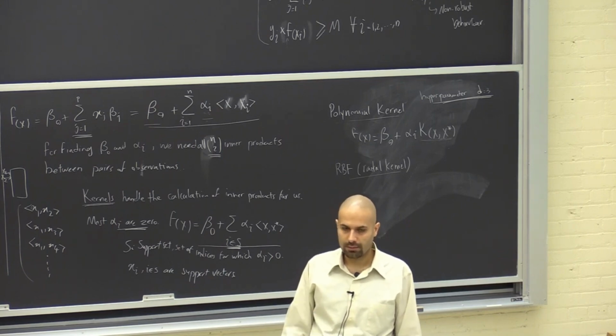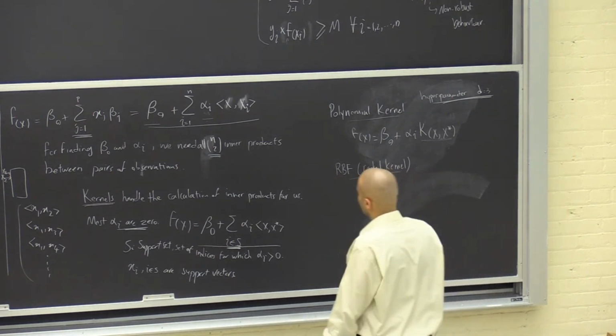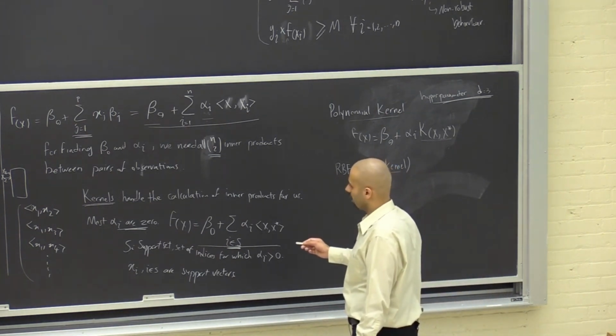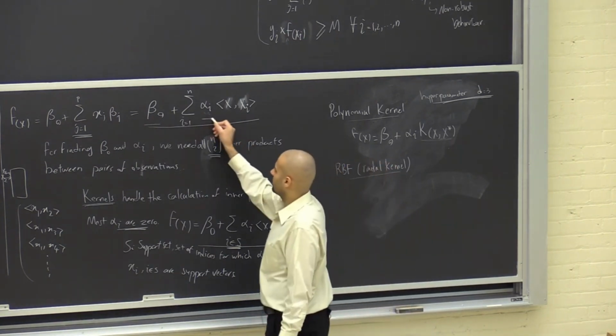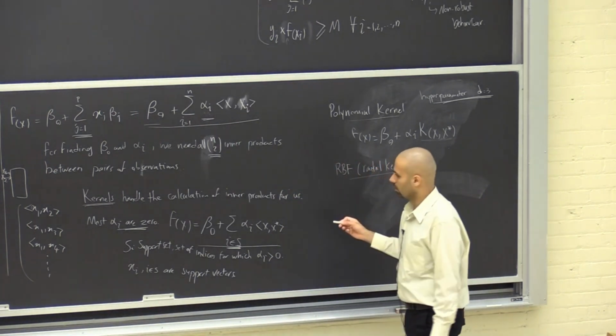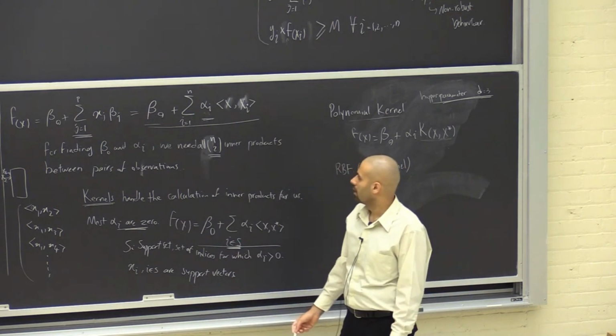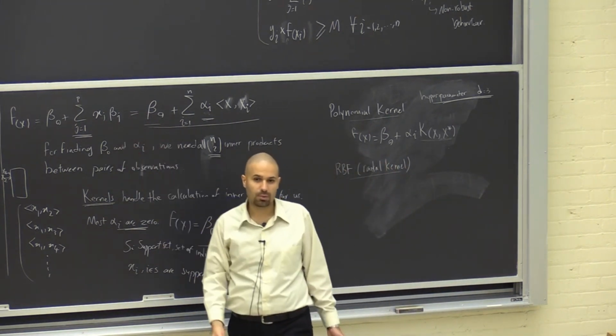Okay. And how do we calculate alpha i? Alpha i is actually how the model is fit. It's pretty much like the betas. So these are some coefficients.